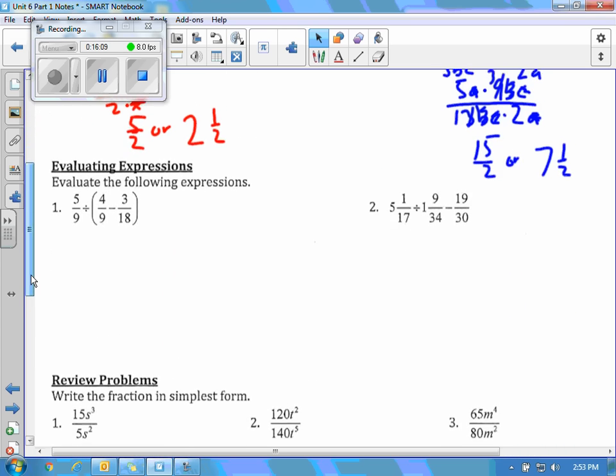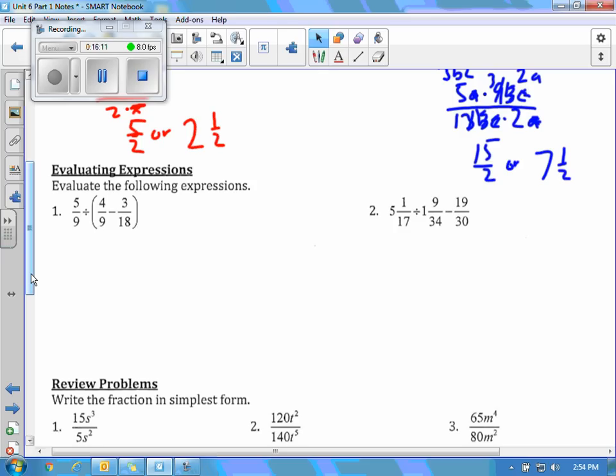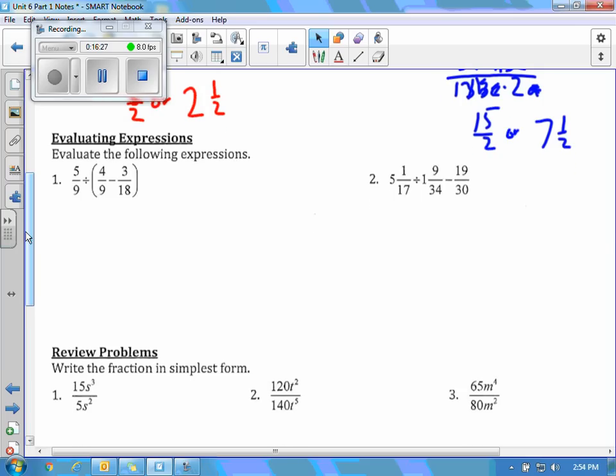Then we have evaluating expressions again. Here we have to be careful with order of operations. So on number 1, if you look, I have subtraction, but it's inside parentheses, so I do the subtraction first. Number 2, I have subtraction, but it's not in parentheses, so I do the division first. Okay, so I'll leave number 1 for you guys. Make sure you subtract first and then do division.